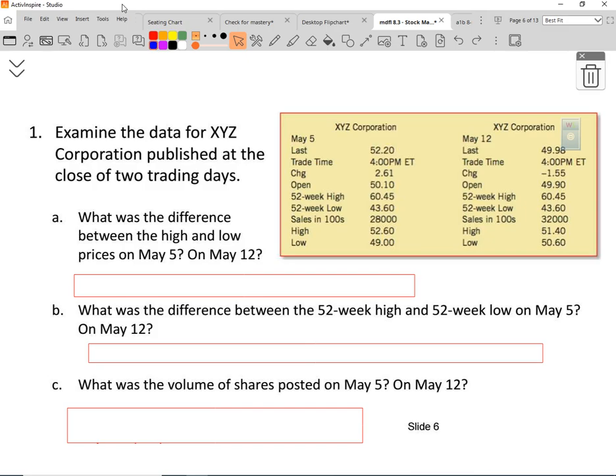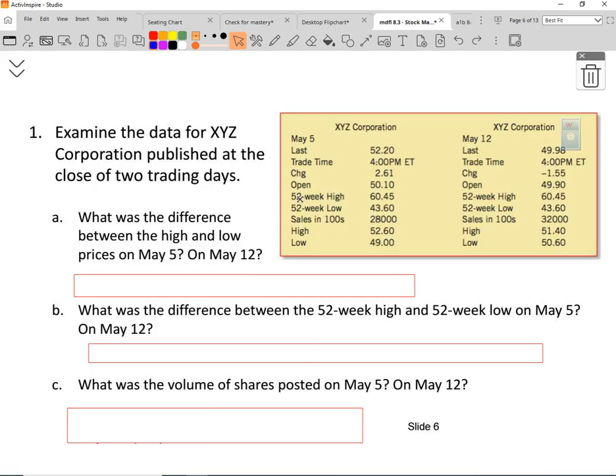Examine the data for XYZ Corporation published at the close of 2 trading days. So that terminology we just defined, you can see listed here by day. XYZ Corporation, so the stats are for the same stock, but on 2 different days. Okay? Last, change, open, the 52-week high, the 52-week low, the sales in 100s, high and low.